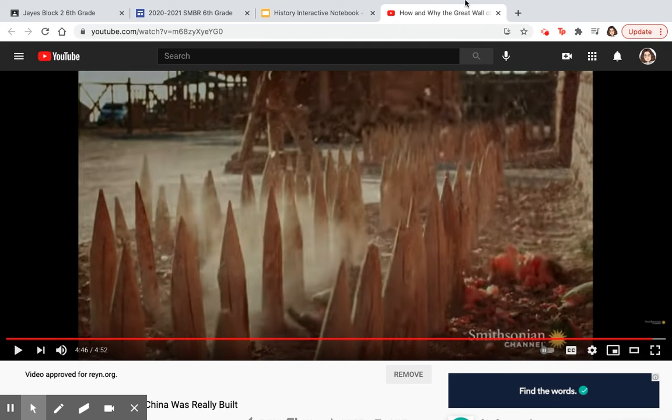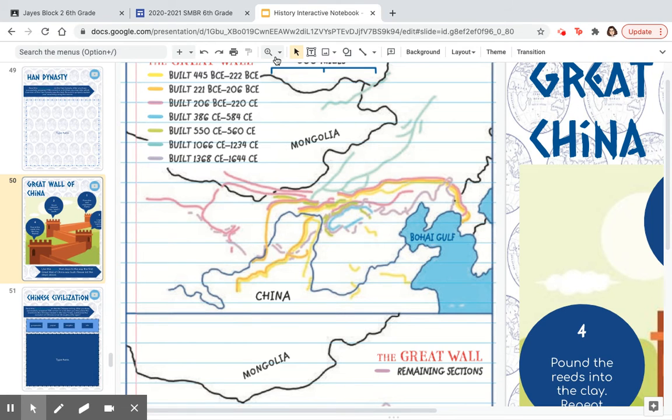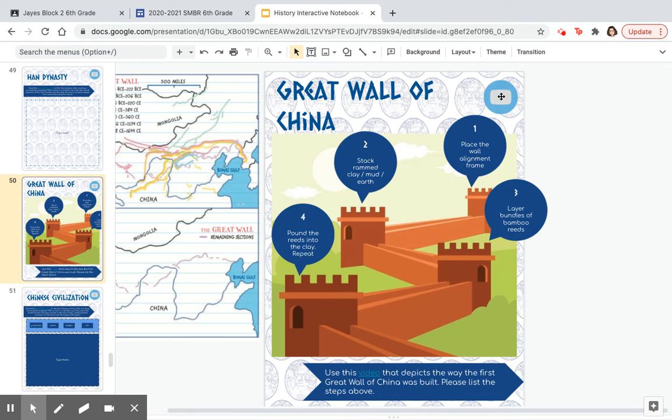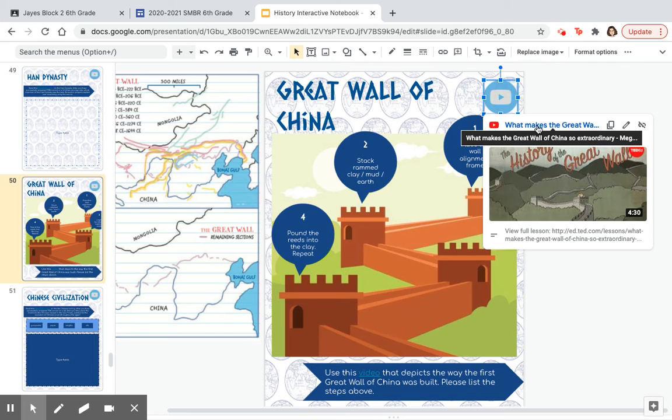Now, we're going to talk about how this transferred into the wall you know it as today. Because guaranteed, if you go to China, you're not expecting to see the mud and reed wall.